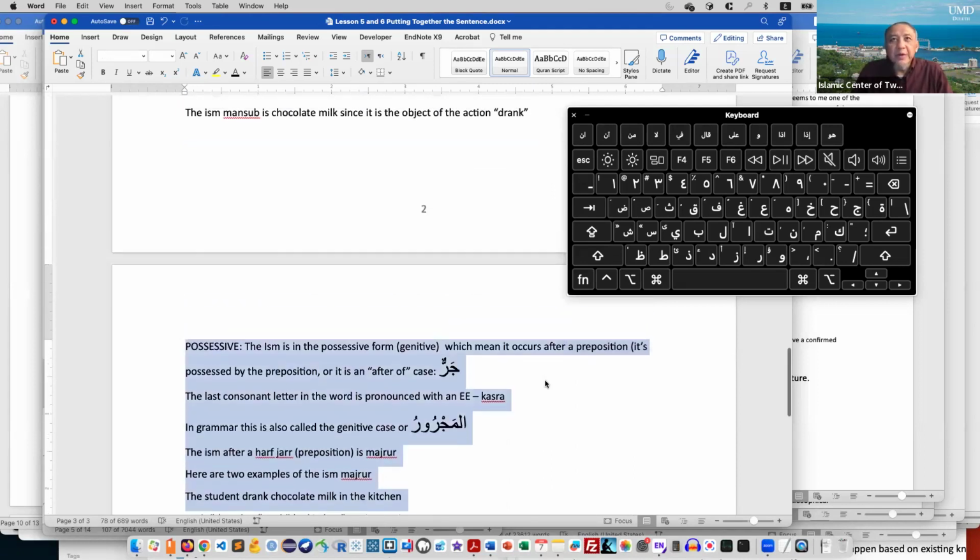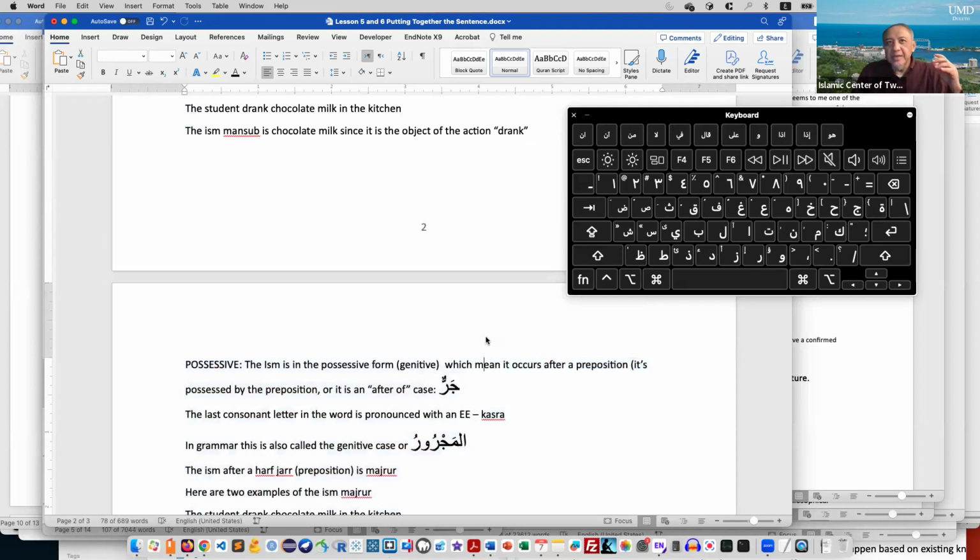So remember when I said that the third type of case is called jarr, where you see the last consonant, the last letter, has an e. When the last letter has an e, that means it's jarr. So what is jarr? What does it mean?